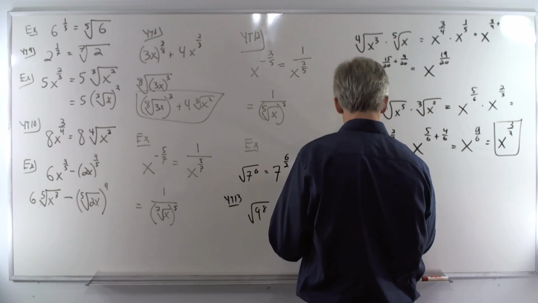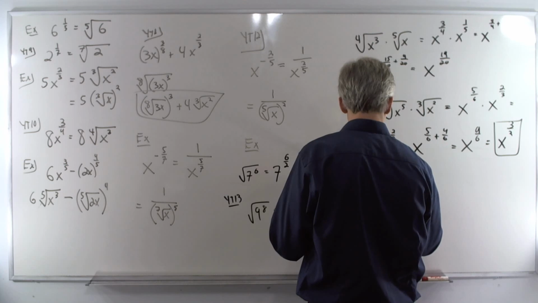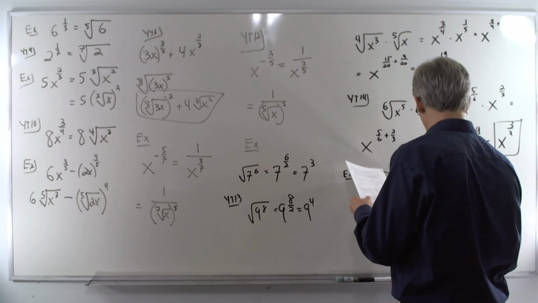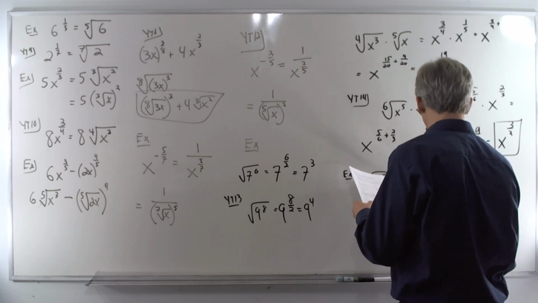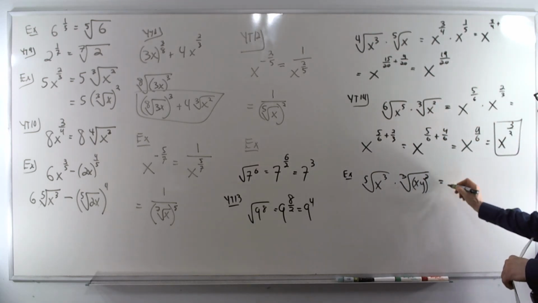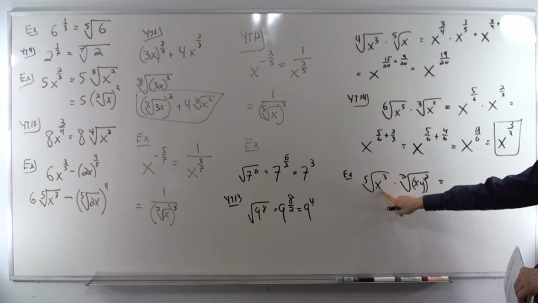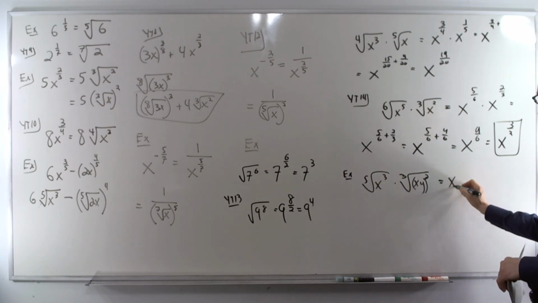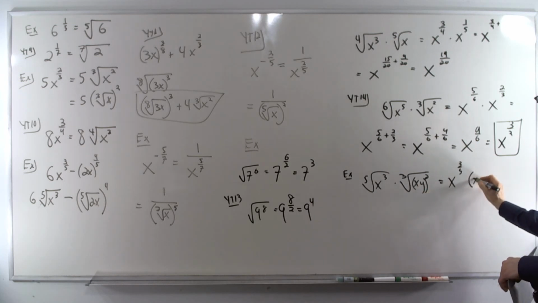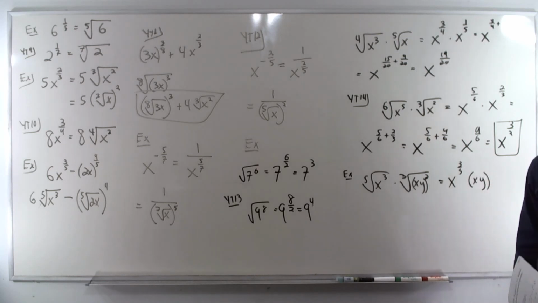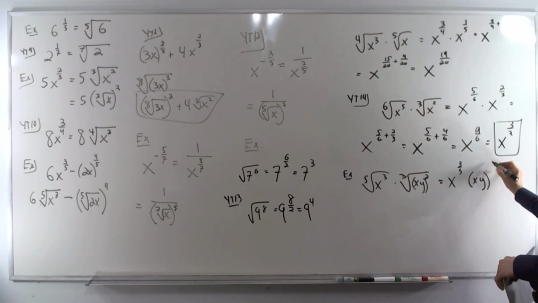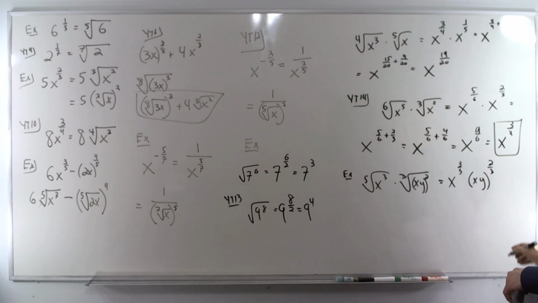Next example, we have the fifth root of x to the third power times the third root of xy squared. So we'll start here. 3 is the numerator, 5 is the denominator, so that's x to the 3/5. And this one, the base is xy, so we'll keep that in parentheses. And now, the denominator is 3, the numerator is 2. So that is xy to the 2/3.